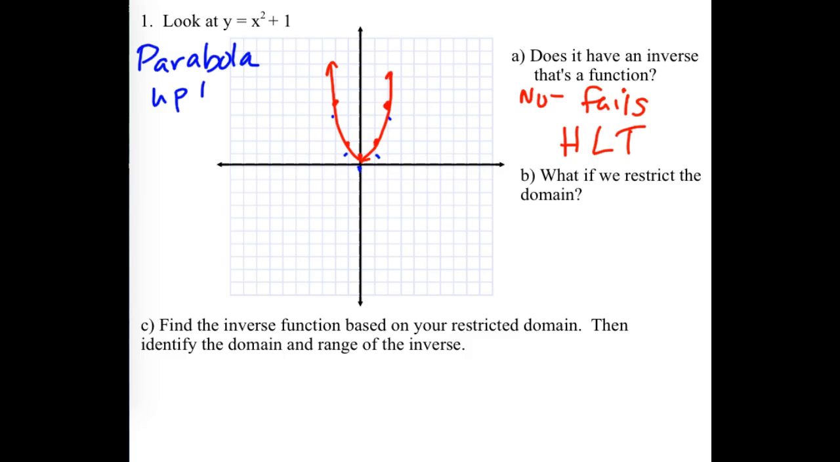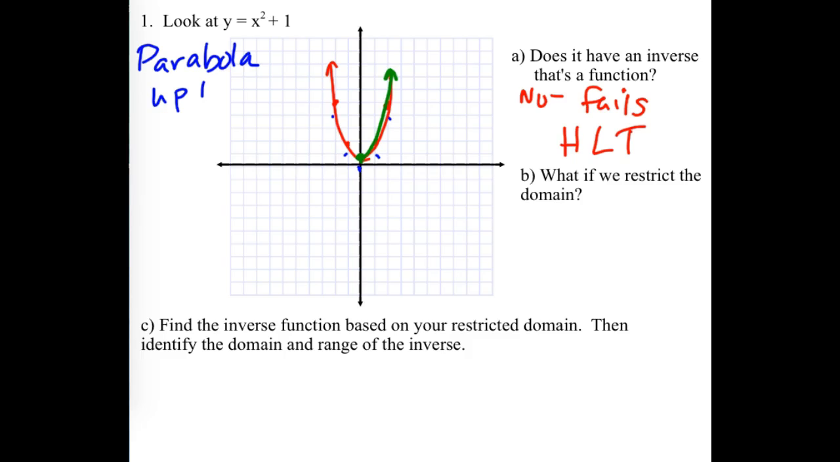But now the question is, what if we restricted the domain? In my original, I was using everything for x, right? It's just a basic parabola. But what if I restrict it to just being 0 or higher? Okay, now I'm saying I just want this half of it. Would that half pass a horizontal line test? Could I have used the other half? All right, so either way I can restrict the domain to create something that would have an inverse that's a function.